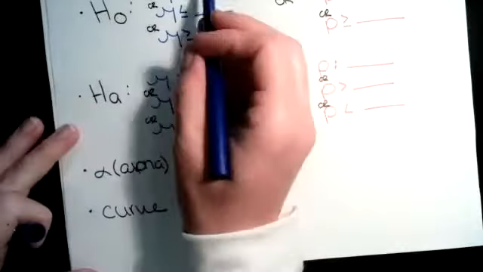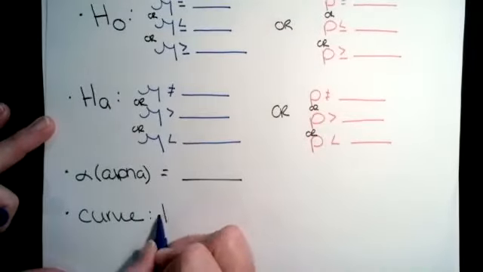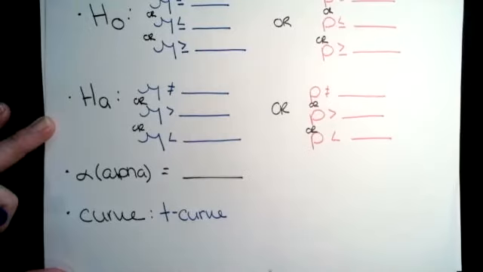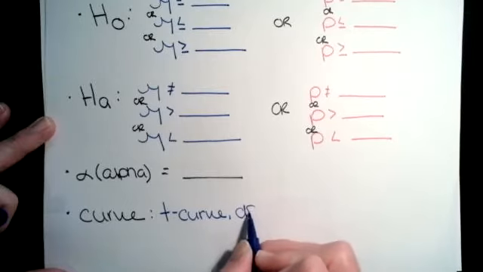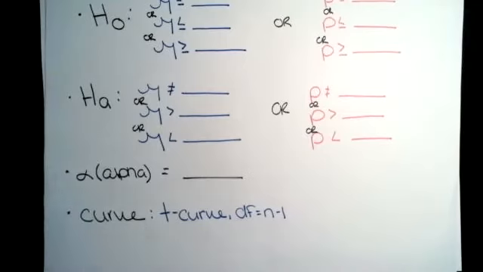If we're talking about numerical data, the curve that we're using is the T curve. We talked about that a couple weeks ago, we learned that. And remember the T curve, the shape of that curve depends on degrees of freedom. So I want to make a note of degrees of freedom is equal to n-1.